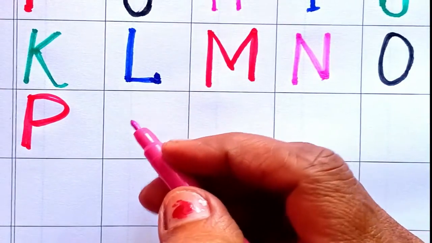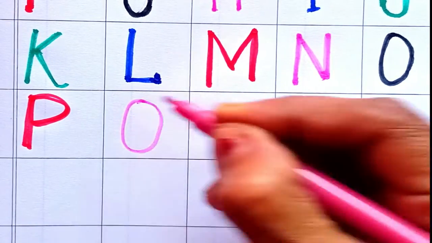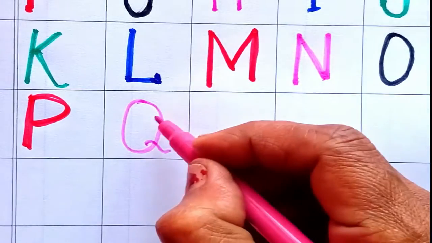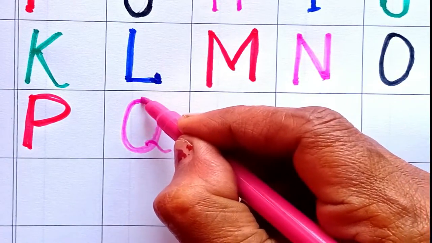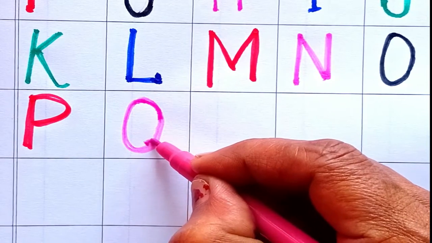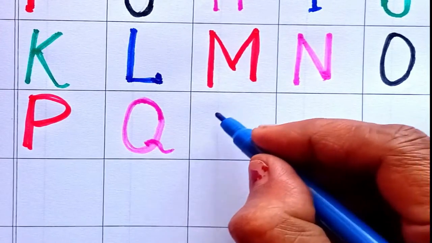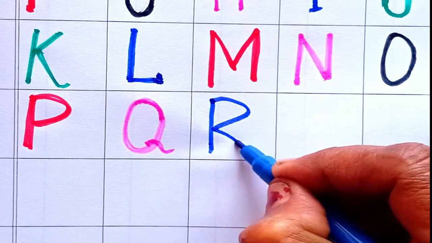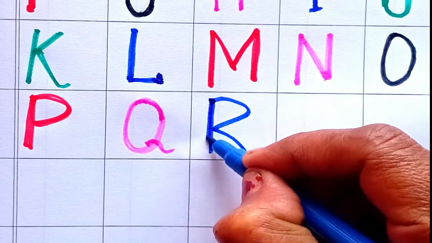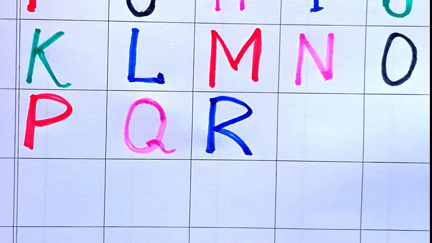Purple color. Q. Q for queen. Q for queen. Blue color. R. R for rose. R for rose.